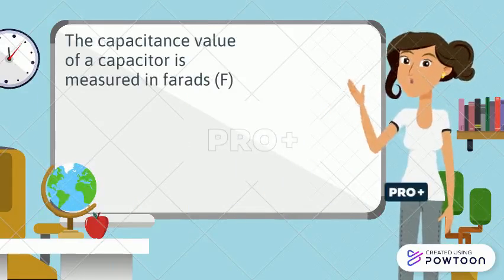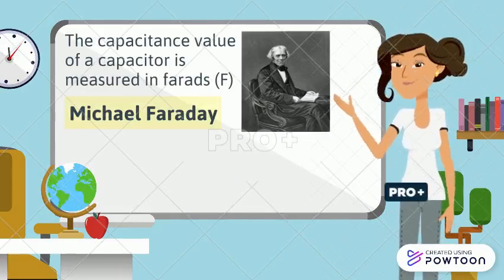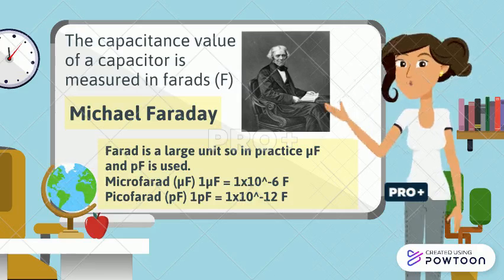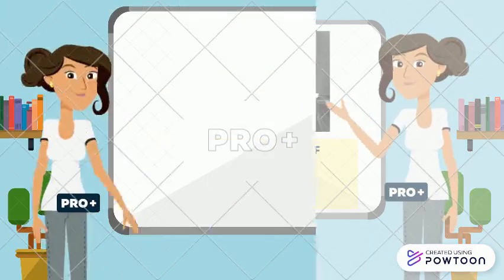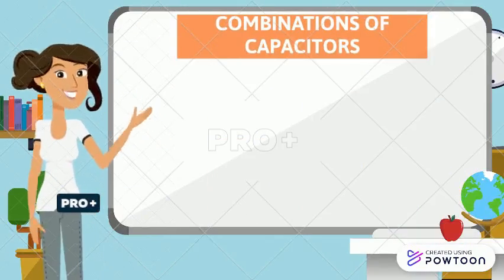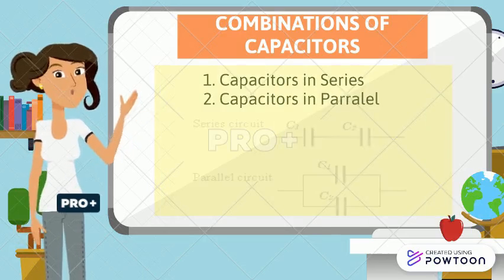The capacitance value of a capacitor is measured in farads, which was named after an English physicist named Michael Faraday. The farad is a large-scale unit, so in practice, microfarads and picofarads are used. Combinations of capacitors: first, we have capacitors in series, and second, capacitors in parallel.